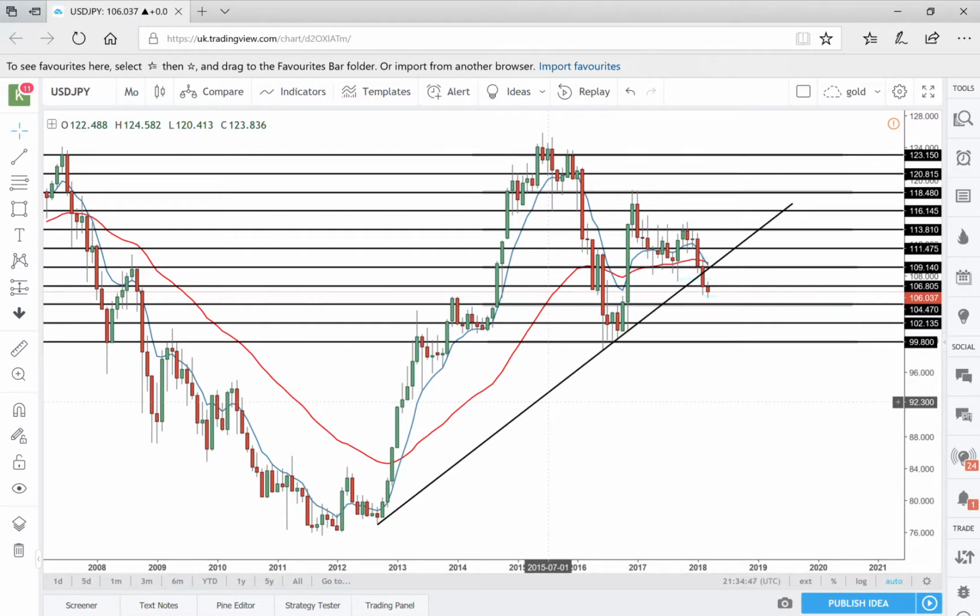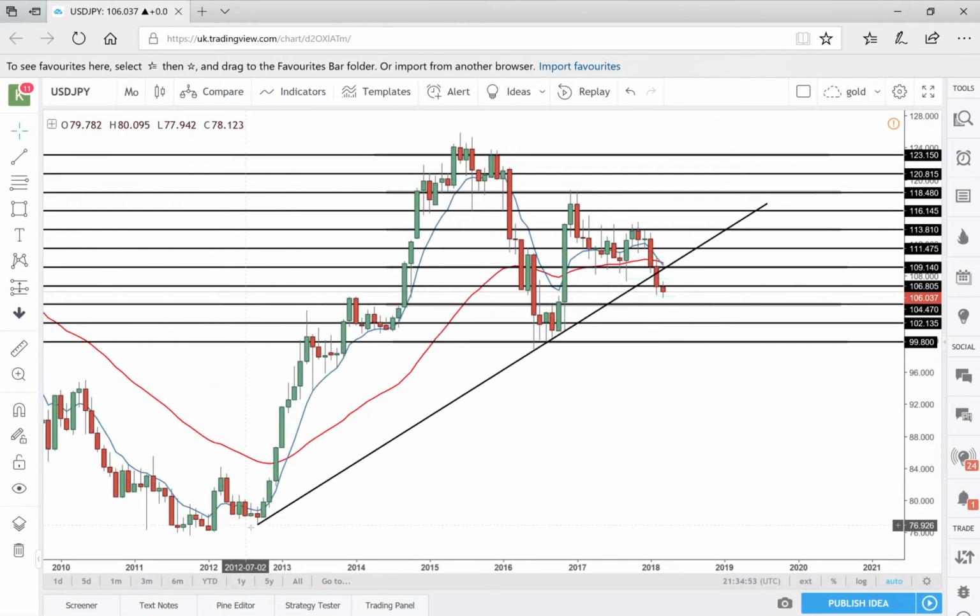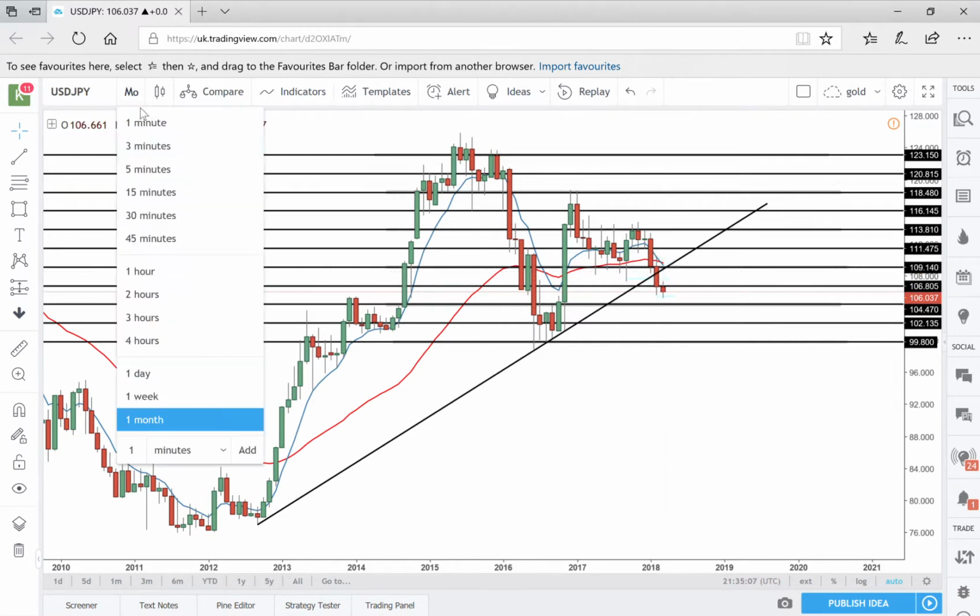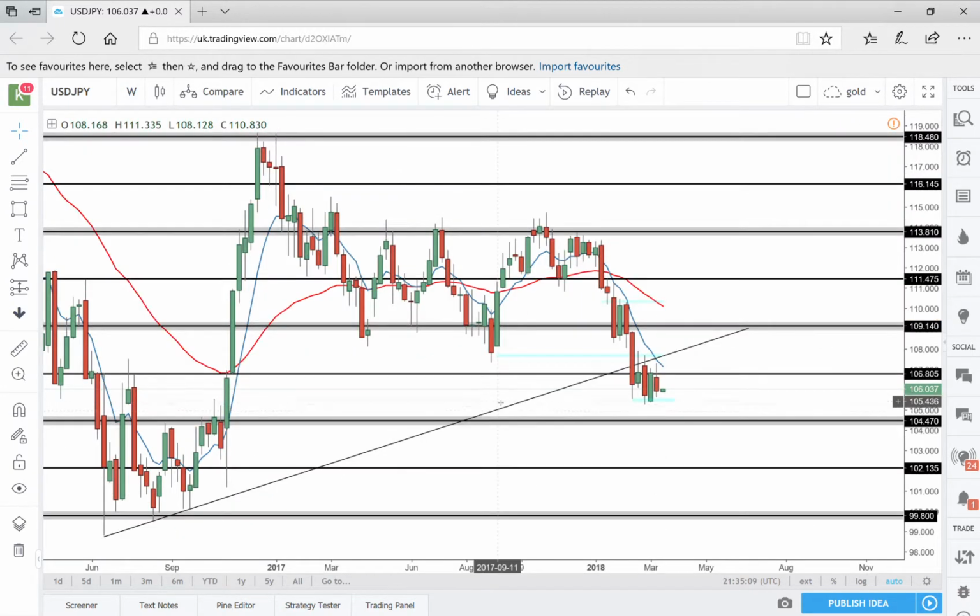Here we've got USDJPY monthly time frame. You can see that we had this uptrend here, which was broken with last month's candlestick. And as you can see, the MAs are crossing over here, so we're looking bearish at the moment. Scale down to the weekly time frame.